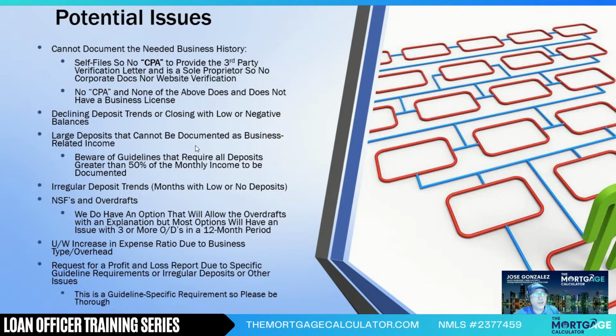So large deposits that cannot be documented as business related income, that one usually you're only going to find out once you're reviewing the bank statements. And you're asking them, hey, you got this deposit for 80,000, you got that deposit for 100,000, you got that deposit for 120. Is there an invoice? Is there a contract? Is there a copy of the item?